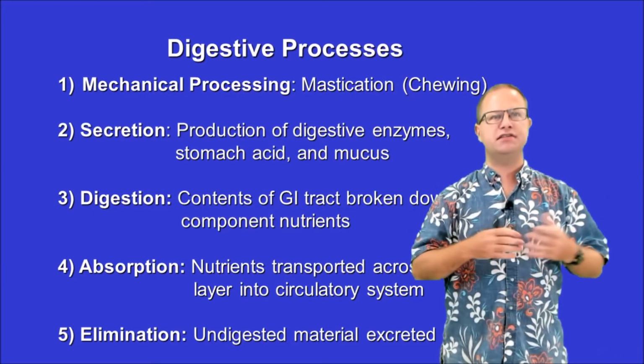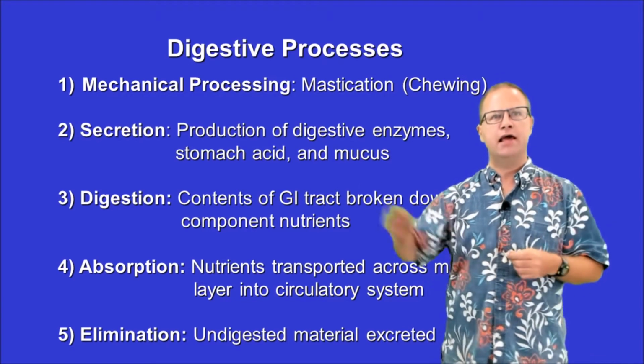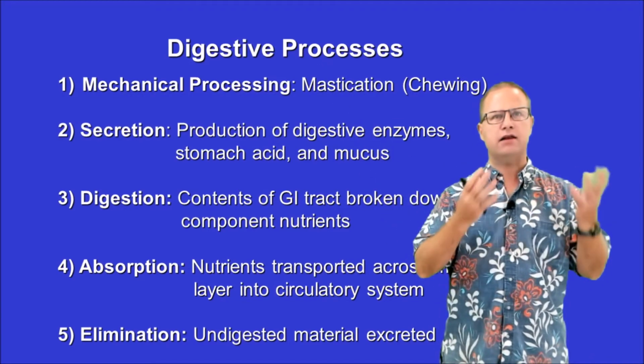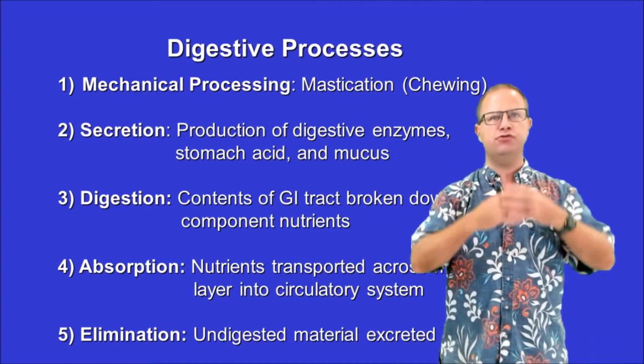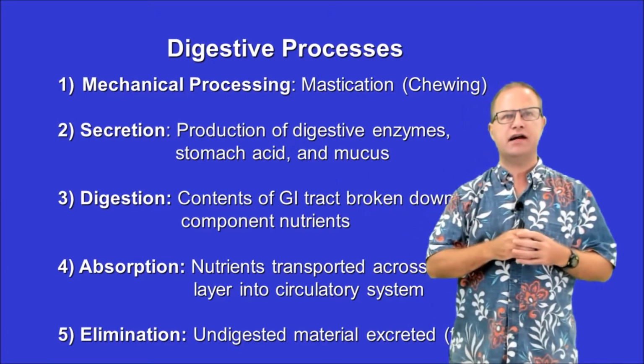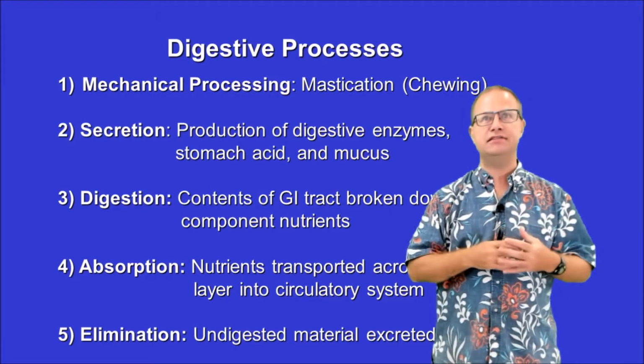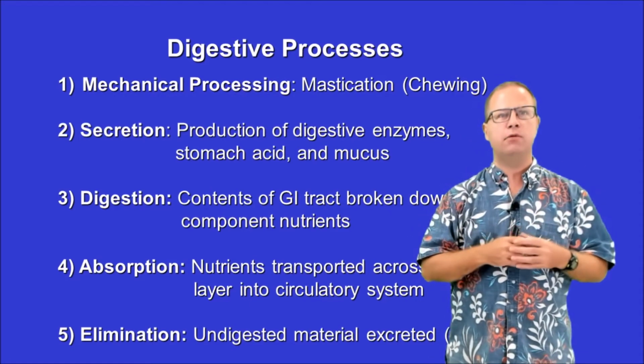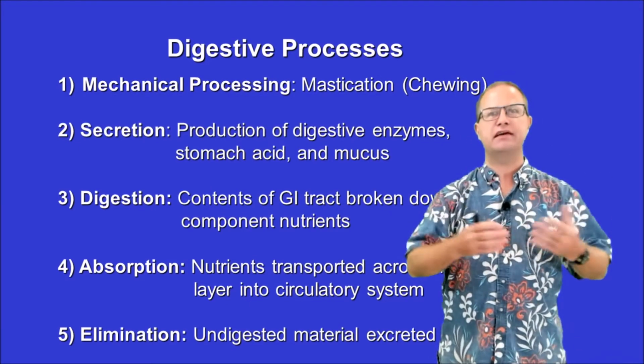So this process is divided into 5 sub-processes, including mechanical processing. A lot of what we do is mastication, chewing, breaking things into smaller pieces. We do a lot of secretion in the GI tract as well. We secrete things like acids and enzymes to help break things down. We also secrete mucus to keep moving things along.